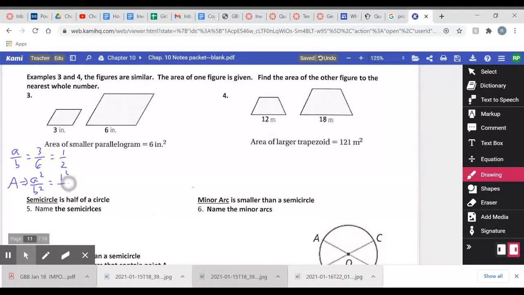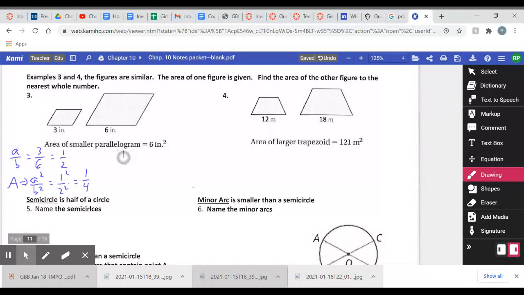That's going to get me my answer quicker. But either way is fine, and I end up with 1/4. So I know the ratio of the areas is 1/4, and now I'm going to use that to help me figure out the missing area that they're asking me for. I can set up a proportion.